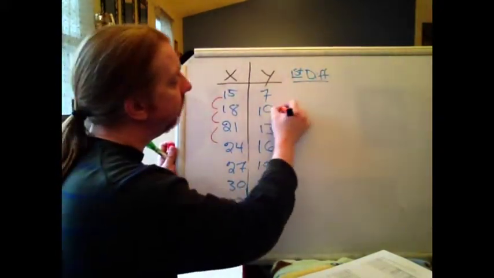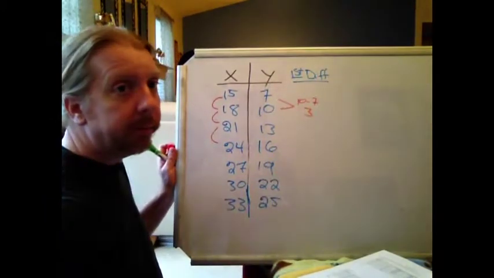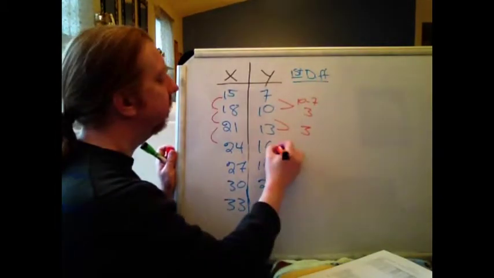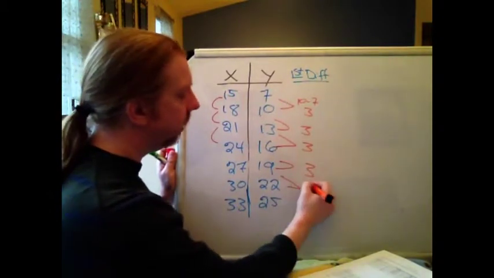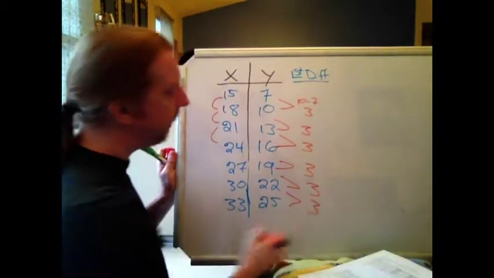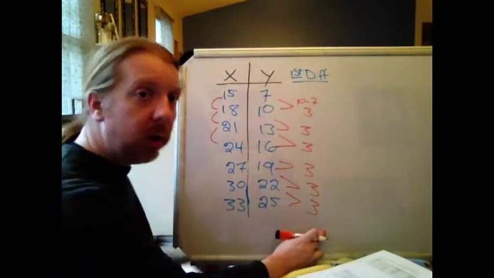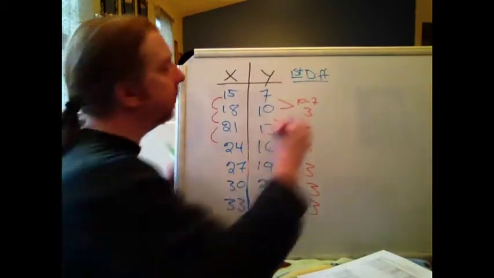10 minus 7 gives me a difference of 3. 13 minus 10, also 3. 16 minus 13, 3, 3, 3, and 3. Since the first difference is the same all the way down the line, I can refer to this as a linear relationship.